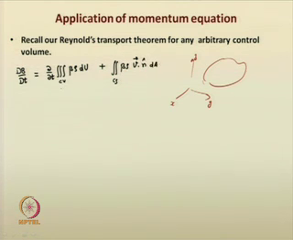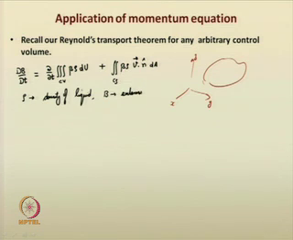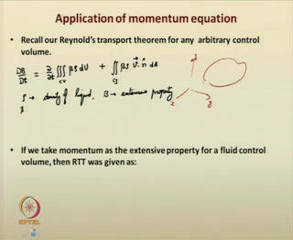So, this represents the change of this. Just for your benefit I will write it: rho is the density of the liquid, B is the extensive property based on mass. The extensive property was devised based on mass, right. Beta is the intensive property, you recall that. Based on all these quantities, suppose we take momentum as the extensive property for a fluid control volume, what happens?